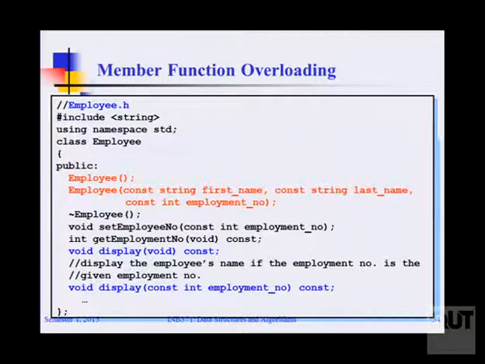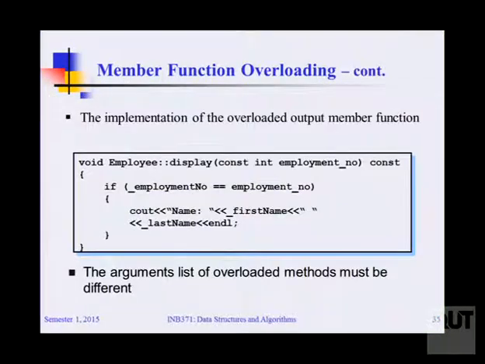In one class, you may have more than one function with the same name. They use the same name, but of course they have to have different parameter lists. Otherwise, the computer will be confused. For example, here we have two display functions. Exactly the same name, but different parameter lists. The first display does not take any parameter, whereas the second display takes one parameter, which is of employee type. The implementation details are pretty simple.